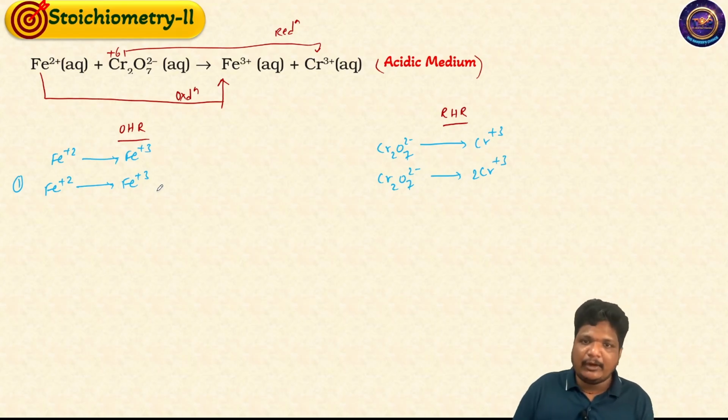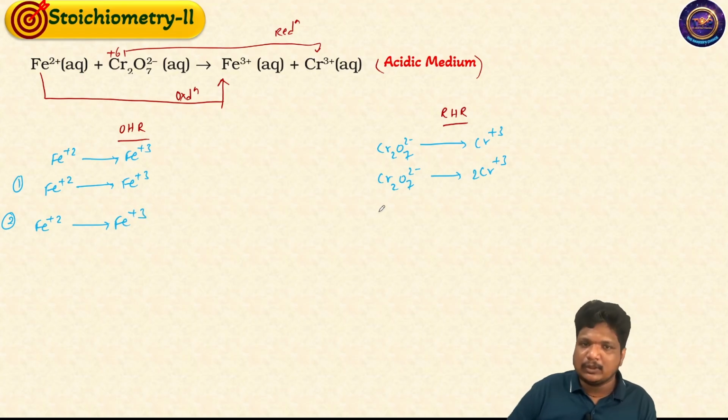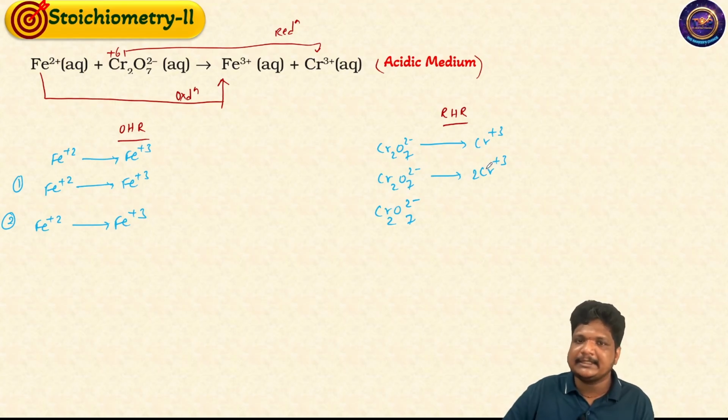Next you have to balance the oxygen atoms by adding H2O. So wherever the oxygens are fewer, you add H2O. Here again there are no oxygens, so it stays the same: Fe+2 gives rise to Fe+3. Here in Cr2O7 2-, we have 7 oxygen atoms. On the right side there are no oxygen atoms, so you have to add a total of 7 H2O. So 2Cr+3 plus 7 H2O.